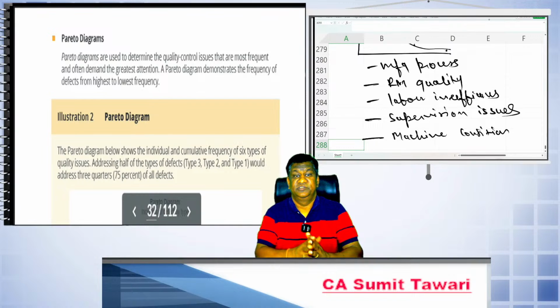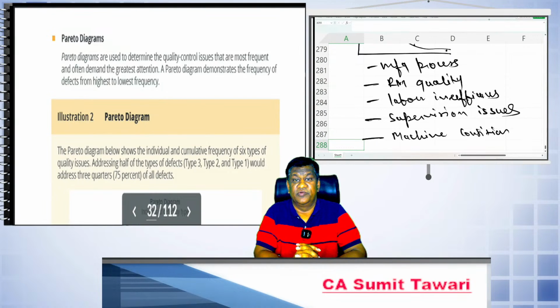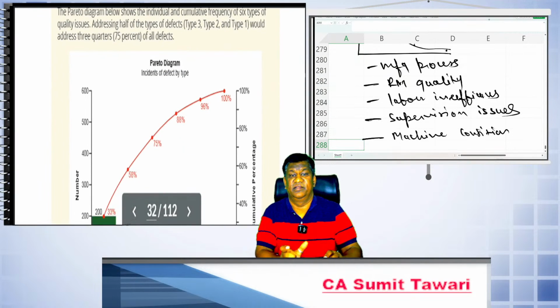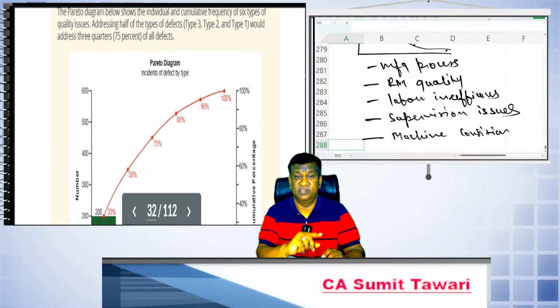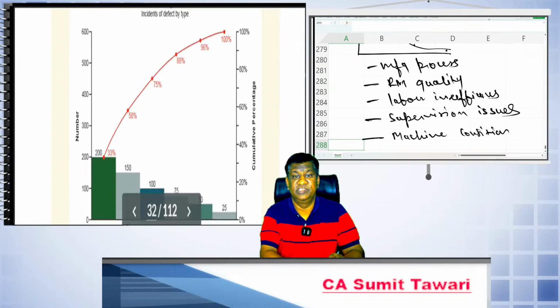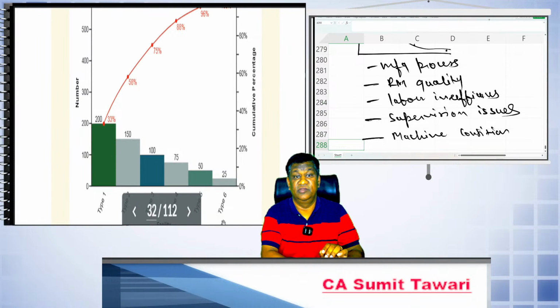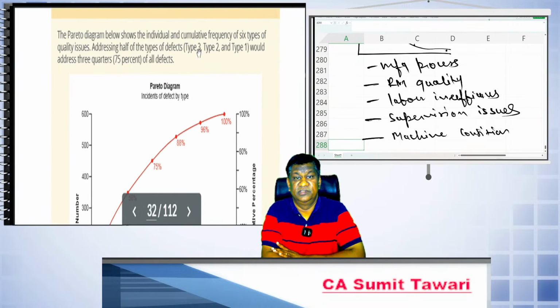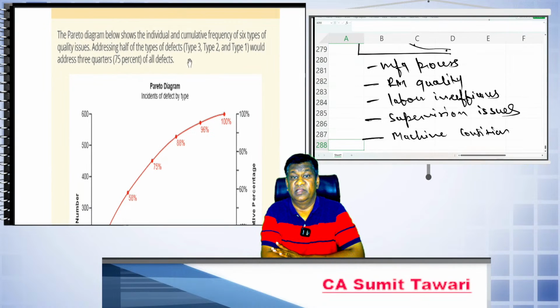Pareto diagrams. Pareto diagrams are used to determine the quality control issues that are most frequent and often demand the greatest attention. This diagram shows the cumulative number actually. If you see, these are the individual numbers, and then it is showing the cumulative percentage. Whenever we achieve 75% of all defects, like if you see, type 3, type 2 and type 1 would address three quarters, 75%, of all defects.